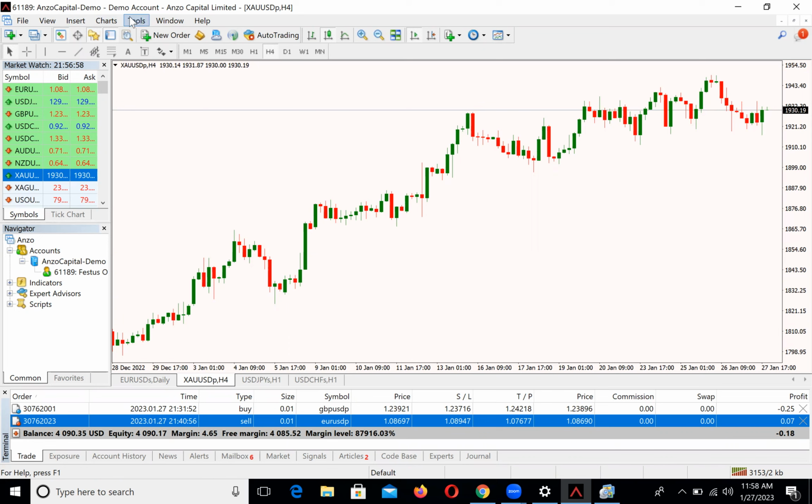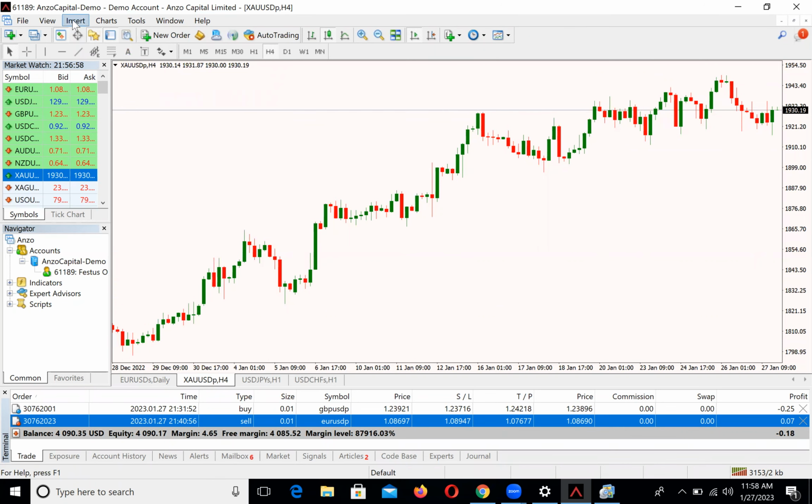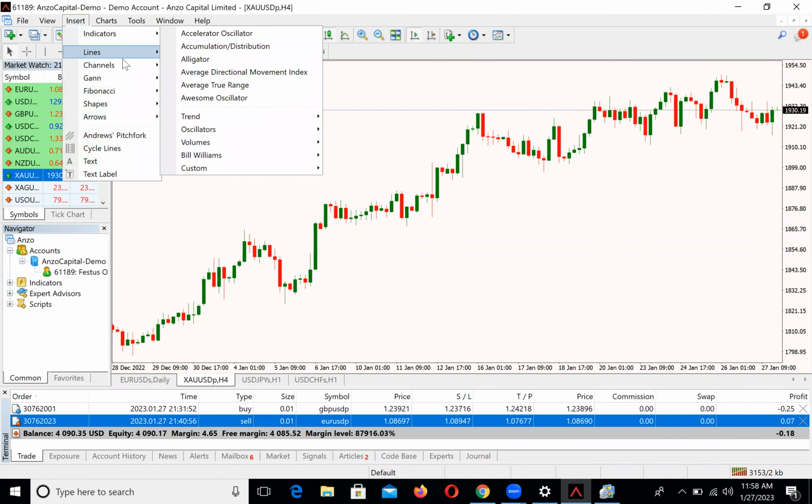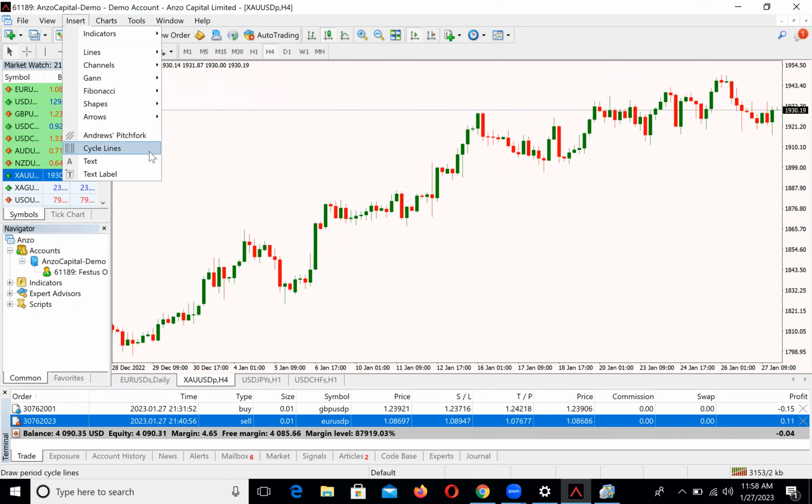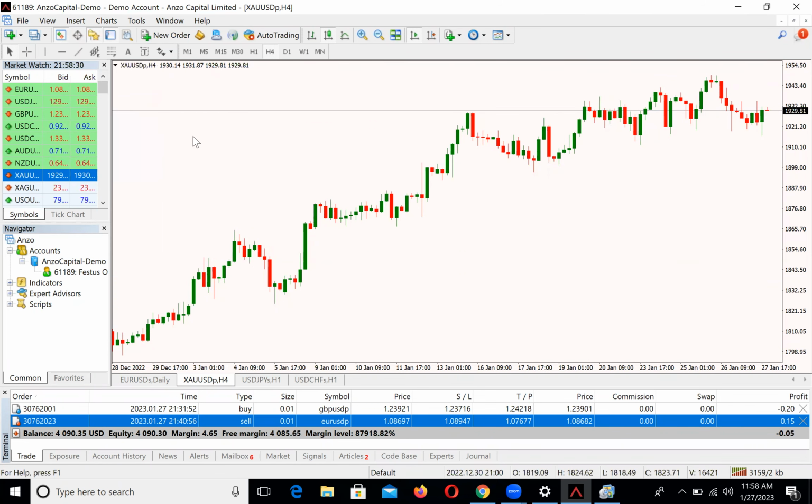All right. So we click on tools here, you see a lot of things here. Then we click on insert. Click on insert, you see indicators, line, channel, and all that. I don't want to bore you guys with all those things right now, because they are not needed for you right now. All the things you need, we've showed you guys.